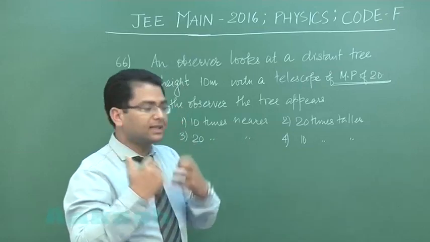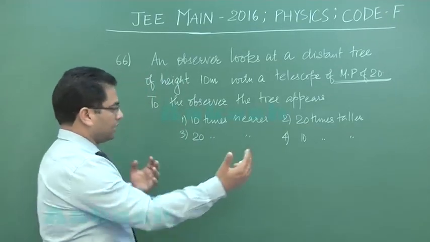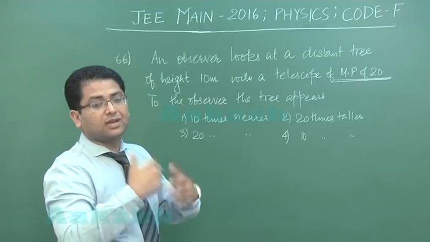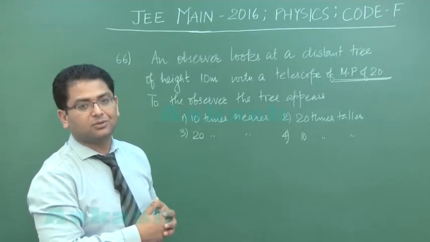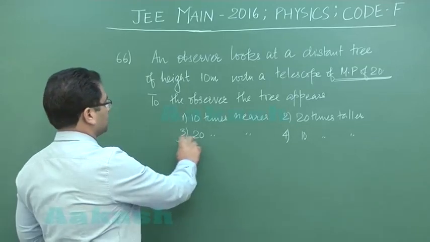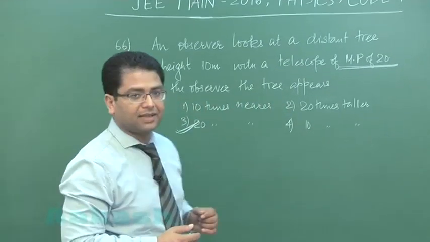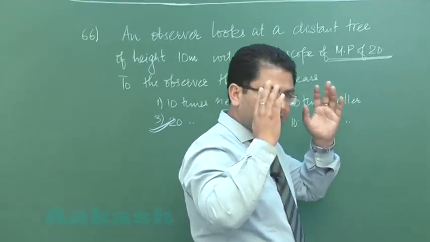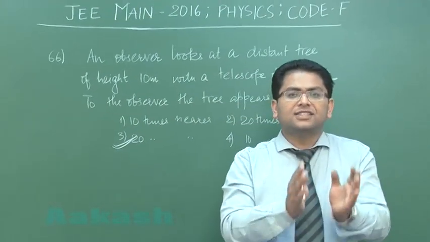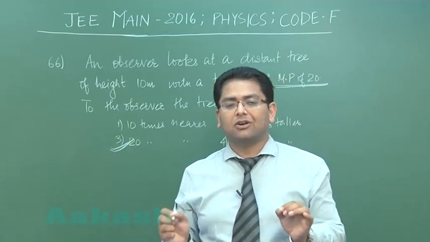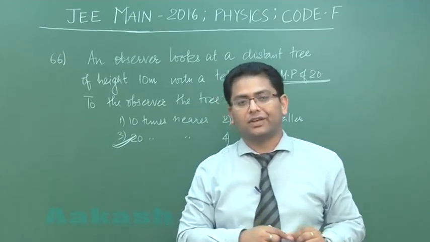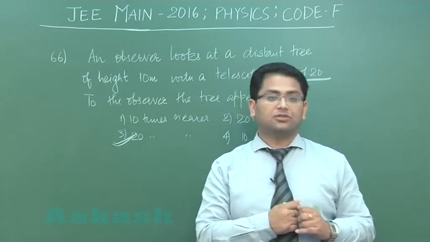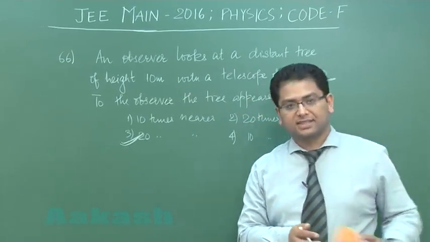And in order to get that result, the distance decreases by a factor of 20. So the visual angle increases 20 times by doing so. So for this, the answer would be option number 3, 20 times near. As I said, it didn't require calculation, but it really tests how proper an understanding of magnifying power or angular magnification you have. That was question number 66. Let's proceed to the next question, question number 67.